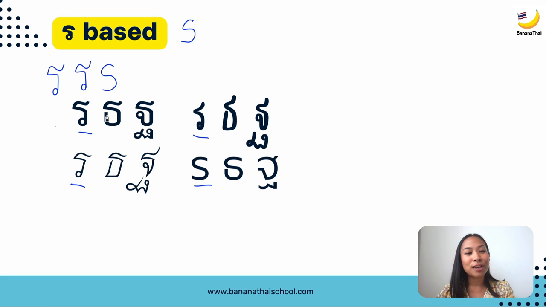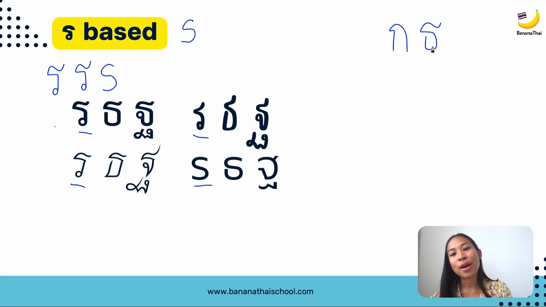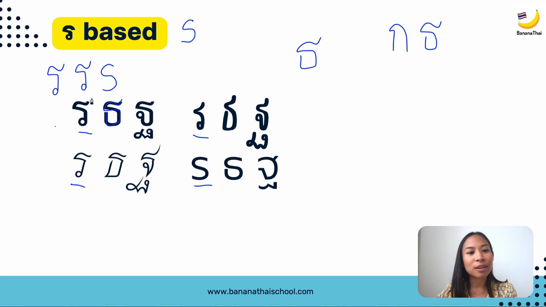For example, Totong and Totan. However, Totong doesn't have any head. There are only two consonants that don't have a head, which are Gokai and Totong. No head. So Totong, start from the mid, go down, like this. This is Totong. The top looks like ro rue, but the body is different, there is no head.